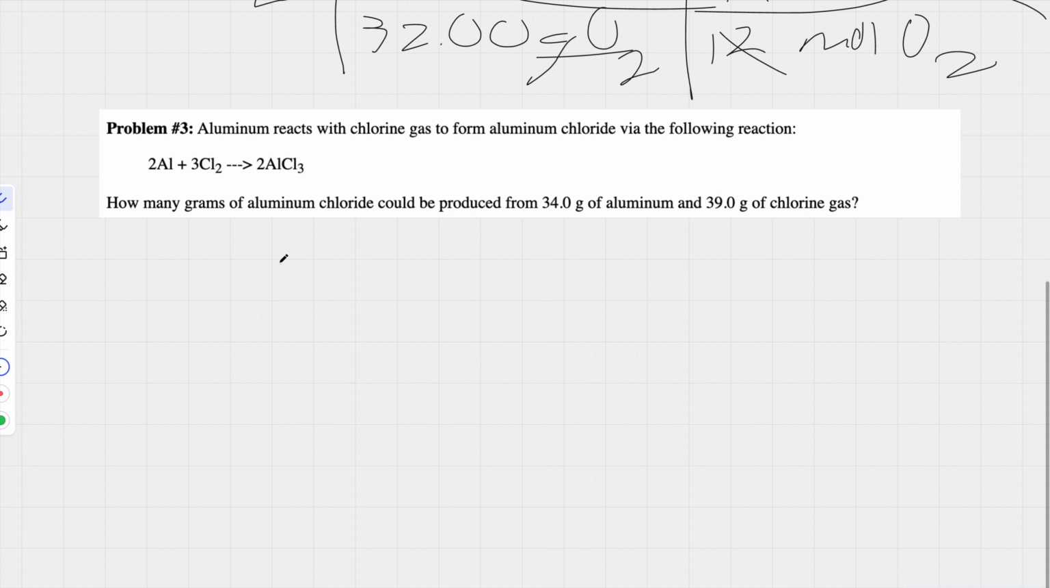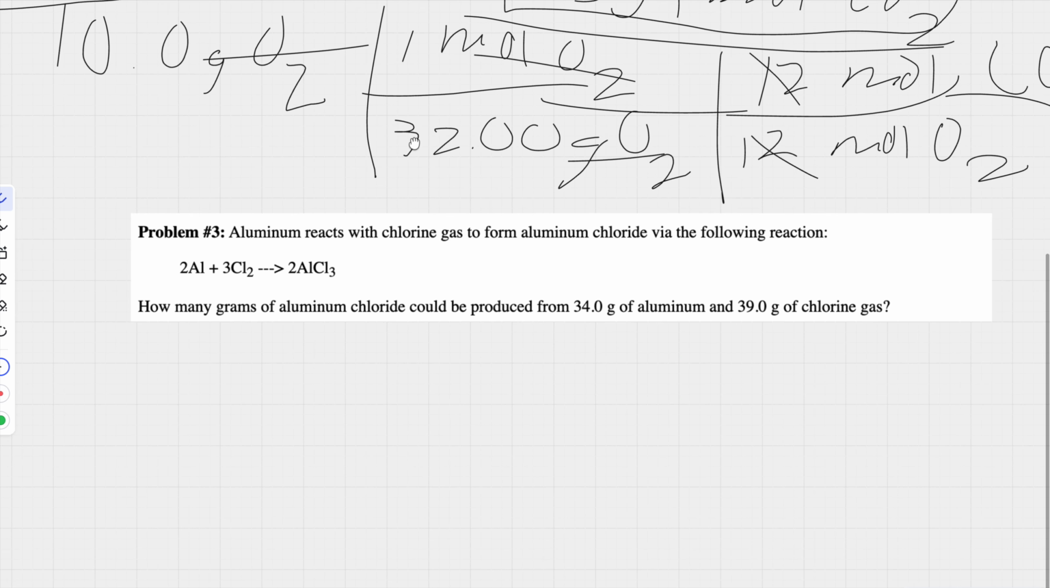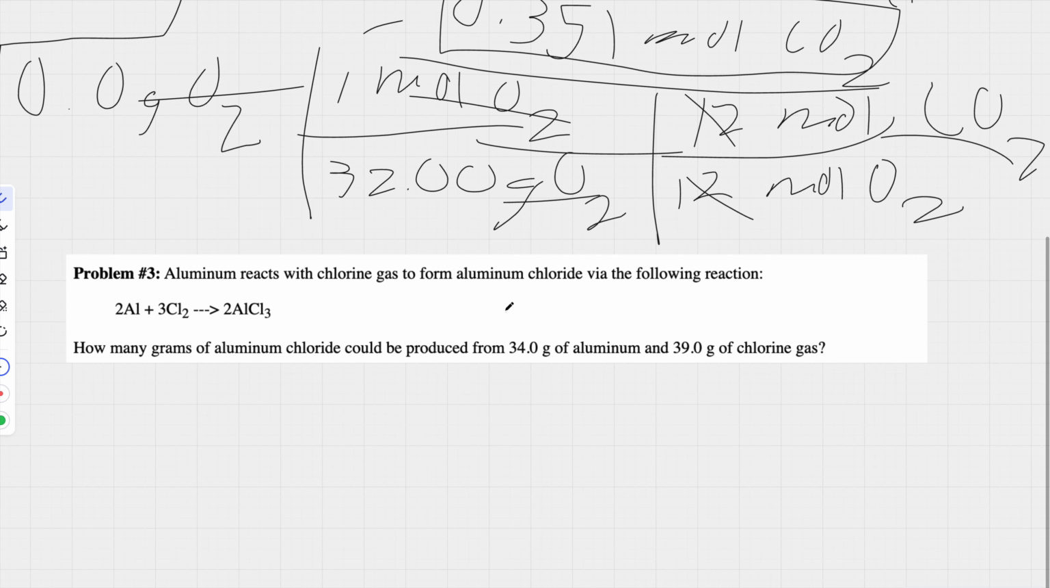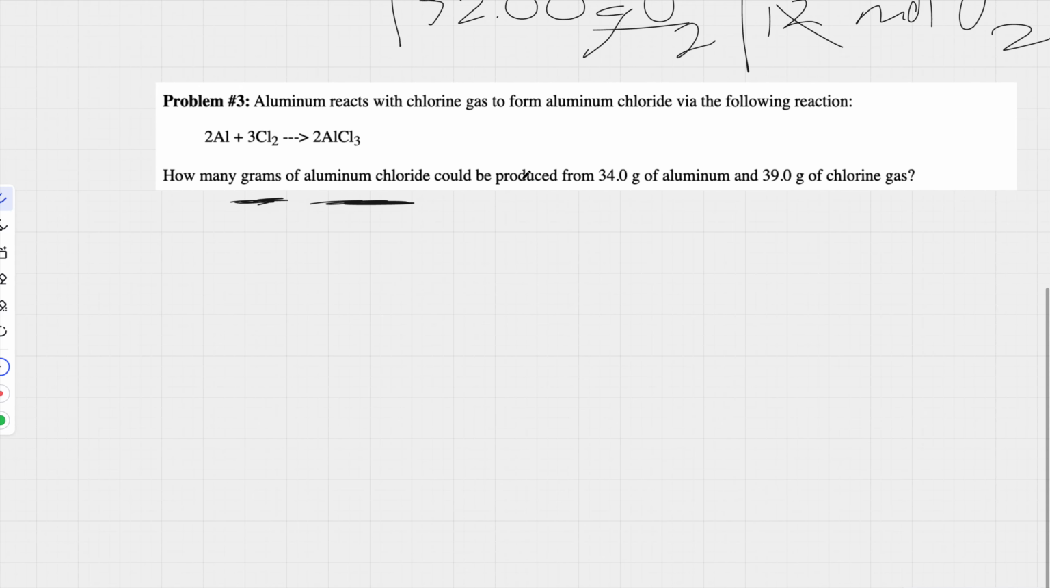So now, this is like the first problem, but instead of finding just the limiting reactant, we have to find the amount of grams of aluminum chloride produced when 34.0 grams of aluminum react with 39.0 grams of chlorine gas. So the same situation here, we just go from grams of aluminum in this instance to grams of aluminum chloride.